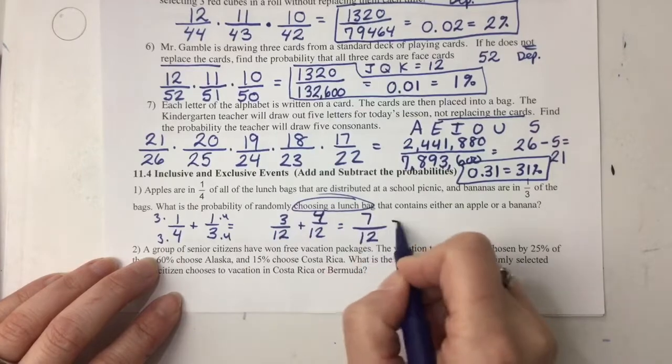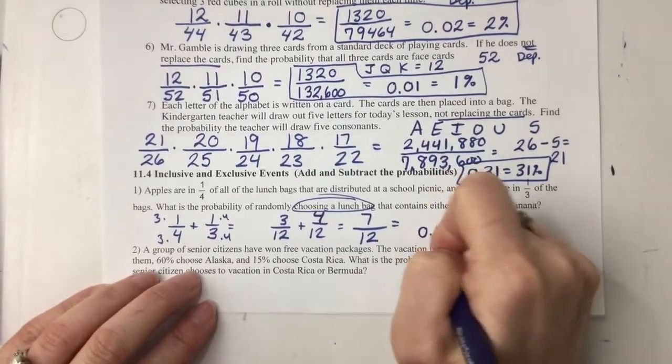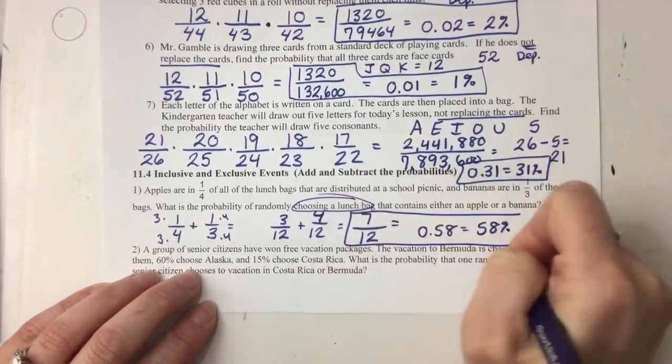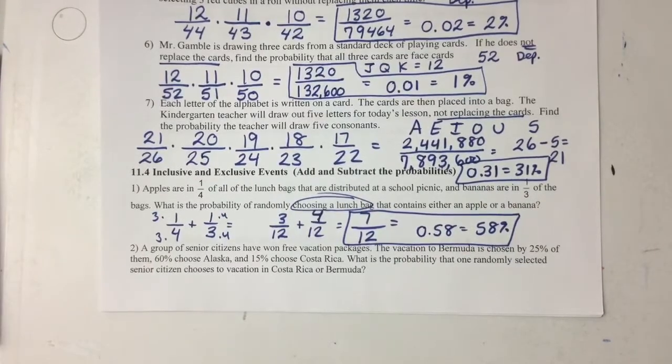3 plus 4 is 7. 7 divided by 12 is 0.58. So you have a 58% chance that you will either get an apple or a banana. That means you have a 42% chance that you're getting some other fruit.